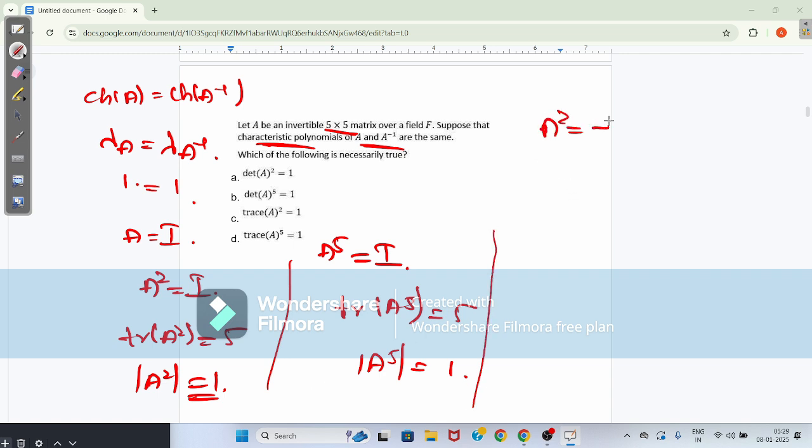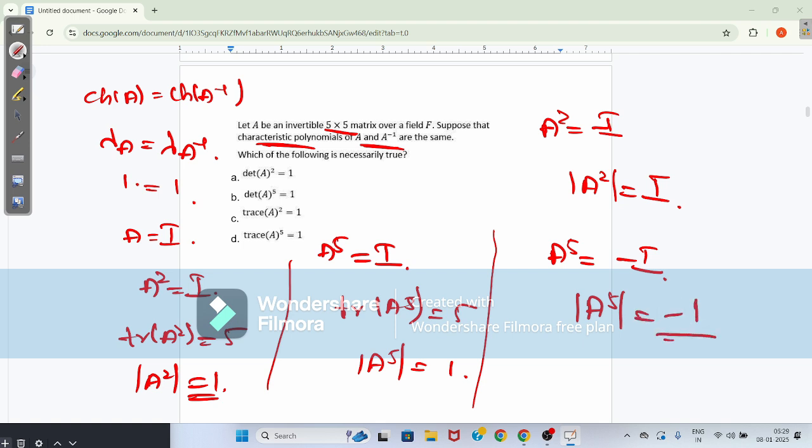Now consider here A square is equals to minus I. What do you get? The determinant of A square equals to 1 here. Now consider A power 5 is equals to minus I here. Now the determinant of A power 5 is equals to minus 1 here. So this value is not equal, the A power 5 value is not equal here. Now trace of A square is 5 here, so this is also not equal. Trace of A power 5 is also 5 here, this is also not equal. So the determinant of A square is 1 and the determinant of A power 5 is minus 1, this is also not equal.